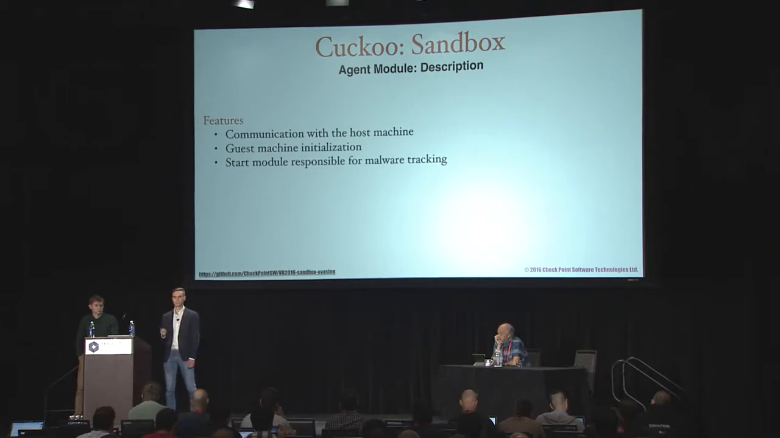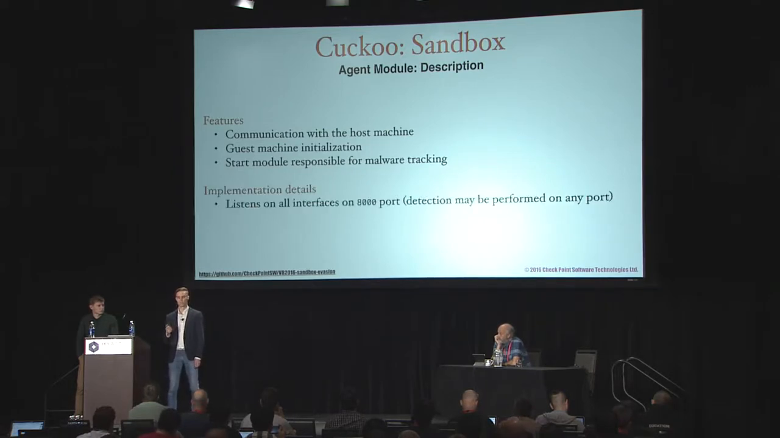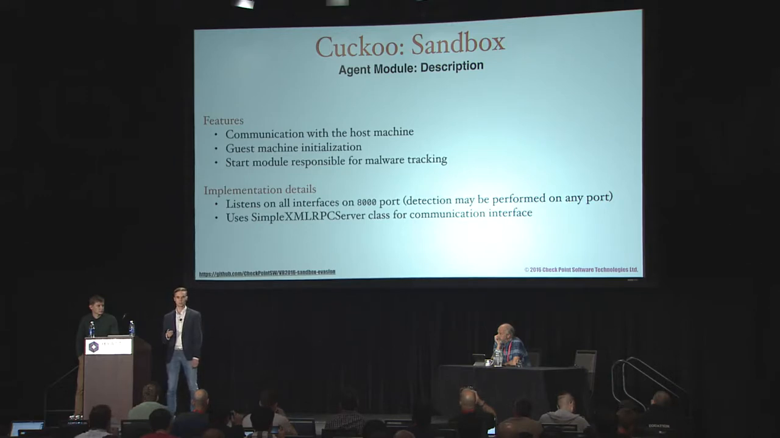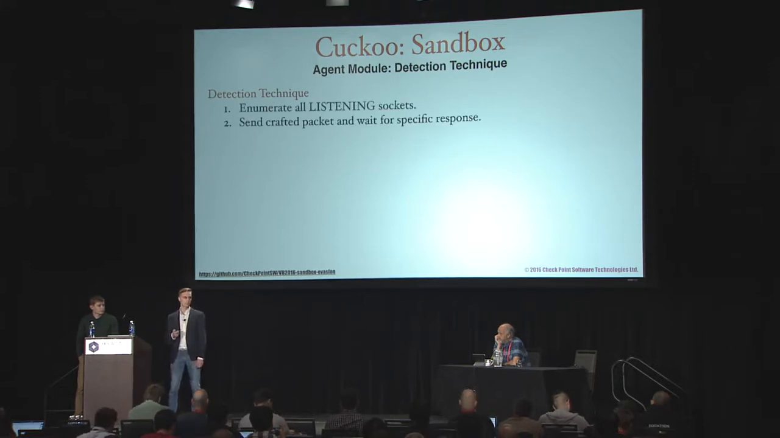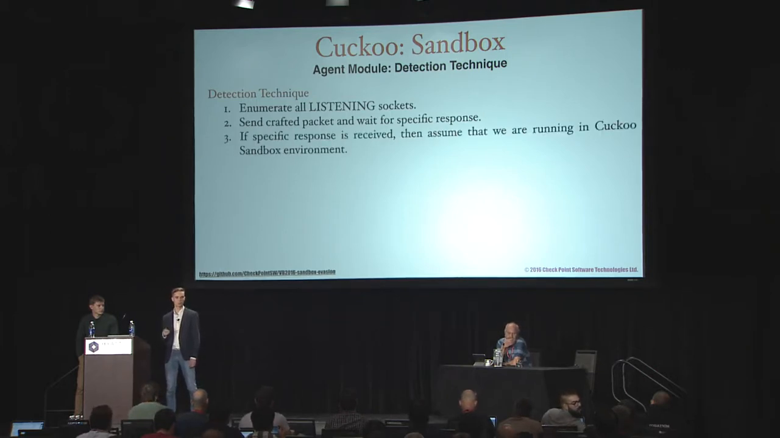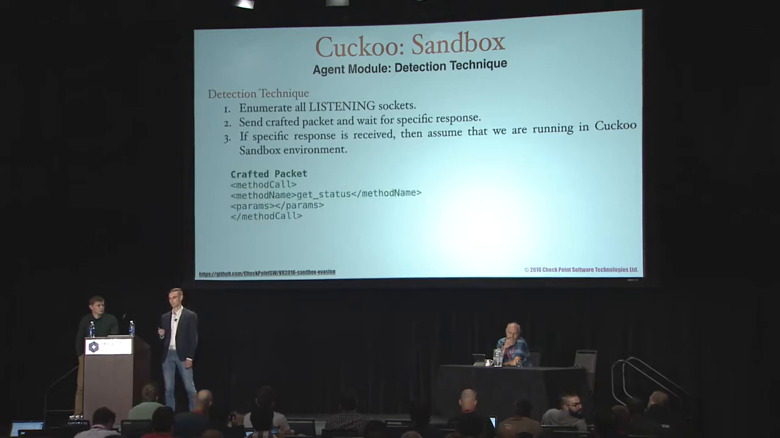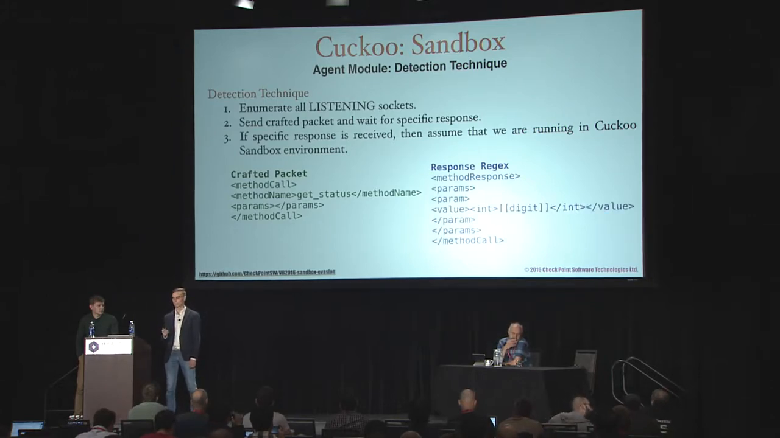So some implementation details that will help us to detect the presence of the agent: it listens on all interfaces on port 8000. Actually, detection may be performed on any port. And it uses the SimpleXMLRPCServer class for the communication interface. So to detect a running agent, all we need to do is simply enumerate all listening sockets, send a crafted packet, and wait for a response. If we receive a specific response, then we assume that we are running in a Cuckoo Sandbox environment. An example of a crafted packet is presented on the left side, and an example of response is presented on the right side.